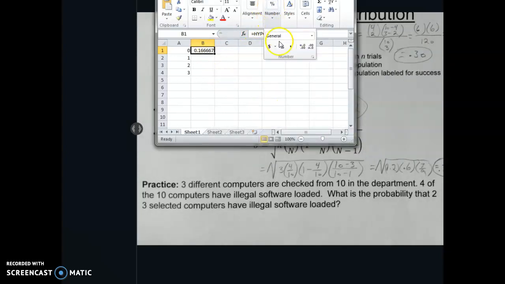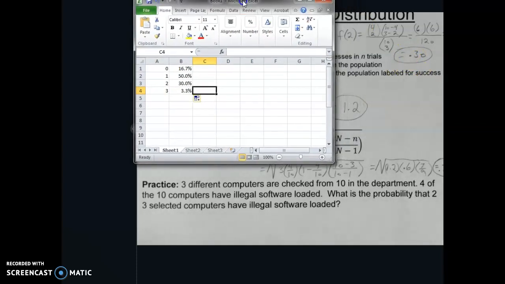Again, use percentages and round, say, to the tenth. And we drag this down. And remember, we calculated the probability of two computers being selected having illegal software. And we got 0.3 with our manual computation. And look at that. We have 2 equals 0.3 or 30%. Same thing, right? So this is a nice way to verify your results.